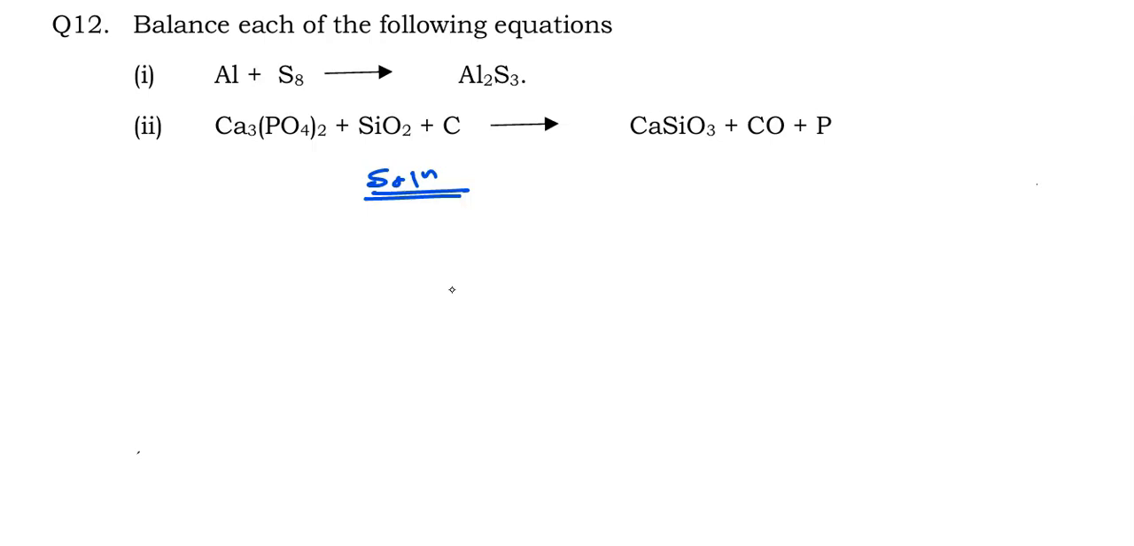So question 1, we have been given aluminium plus sulfur here with 8 atoms, then aluminium sulfide. Okay, so we are going to balance each atom step by step. Here we have 2 atoms, here we have 1. So we are going to add 2 here. By so doing, we balance the atoms of aluminium.